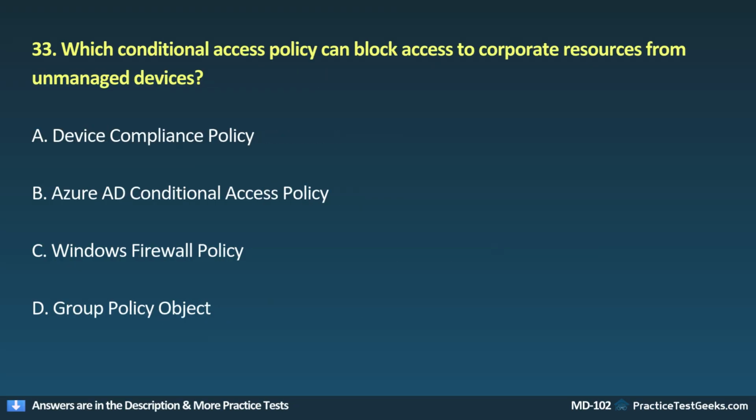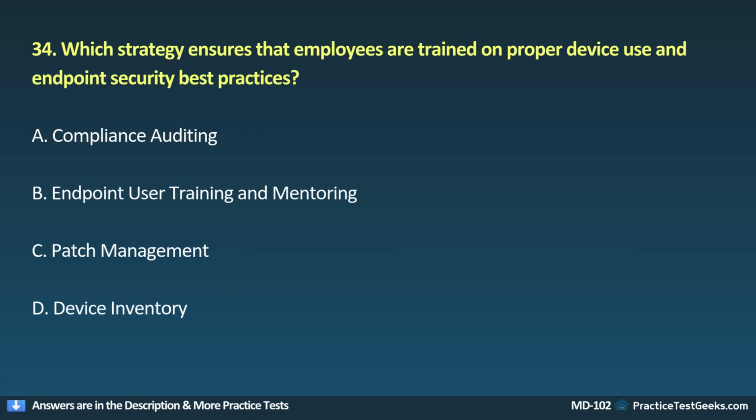33. Which conditional access policy can block access to corporate resources from unmanaged devices? A. Device compliance policy. B. Azure AD conditional access policy. C. Windows firewall policy. D. Group policy object.